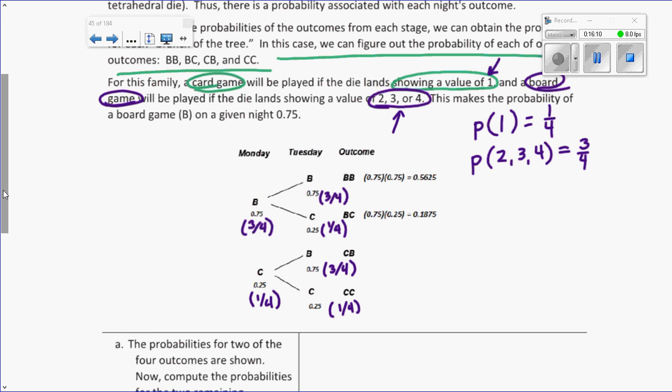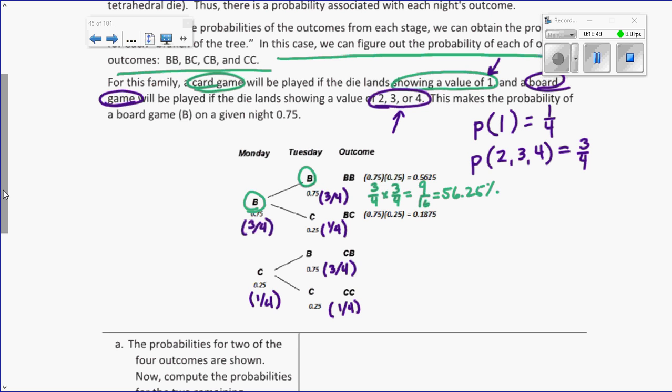Okay, so if Monday is a board game and Tuesday is a board game, that's a 3/4 chance times a 3/4 chance, which is 9/16, which is 0.5625 or 56.25%. That means that the family has a 56.25% chance of playing a board game on both nights. Okay, because it's a 3/4 on Monday, it's a 3/4 on Tuesday. That means that of all the options there could be, 56% of the options lean towards board game, board game.